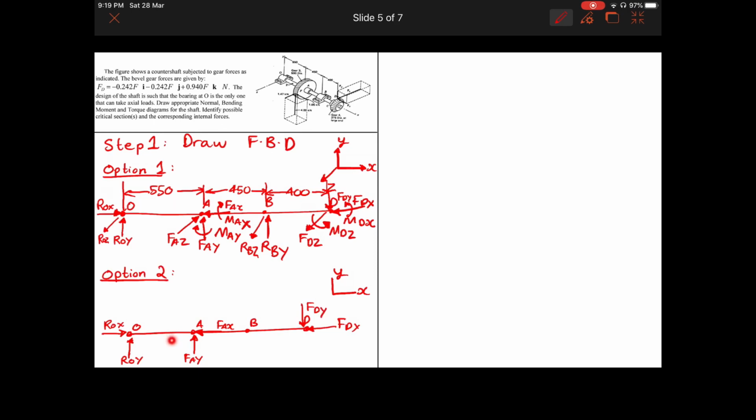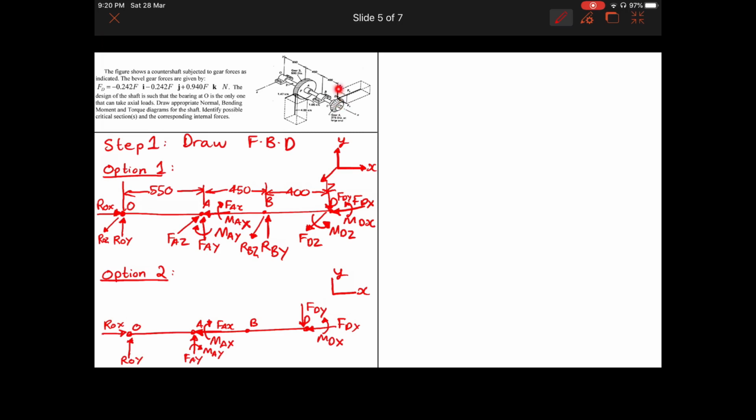Okay, now I'll go to the moments. So as mentioned earlier, about the x-axis we have moment Max, and about the y-axis as well we have a moment which is clockwise. Both are clockwise, so May. And in this as well we have moment about x-axis Mdx, but we don't have any moment about y-axis.